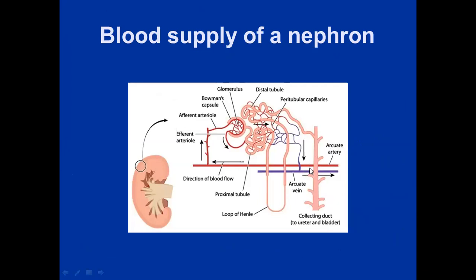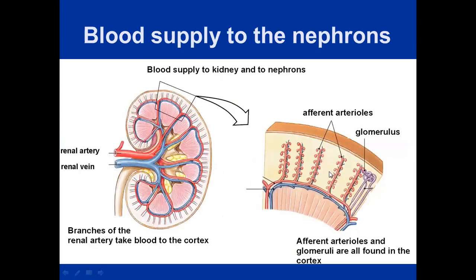Just know that it's a branch of the renal artery and a branch of the renal vein. So here you've got the renal artery going into the kidney, dividing into many small ones, which divide into smaller ones, and so on. This just shows you little afferent arterioles going into the glomerulus, but the nephrons have been taken away except for this one here. It's just showing you the afferent arteriole going into the glomerulus.